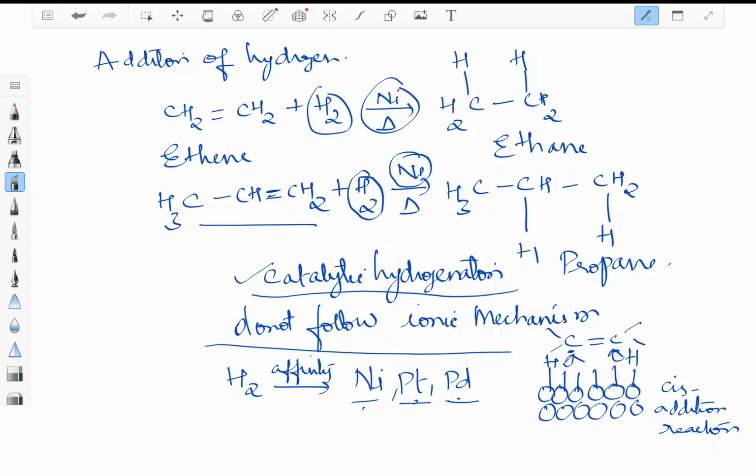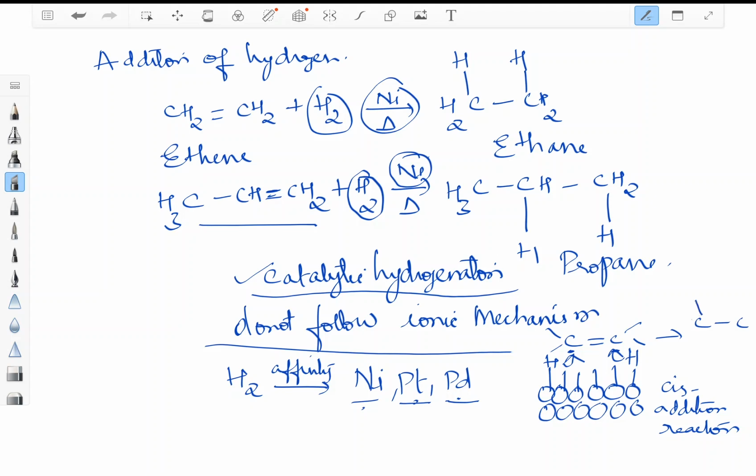Hydrogen has higher affinity towards the metal catalyst, so it goes and adsorbs on the surface. It remains on the surface. It doesn't go inside the metal. Later on, this metal and hydrogen together are exposed to the alkene, and when exposed, it undergoes addition reaction on the same side to produce C single bond C.